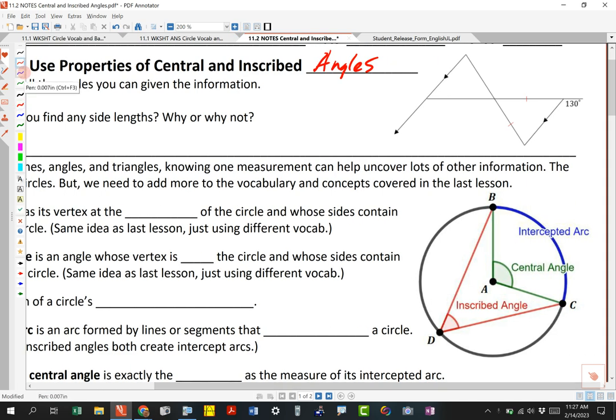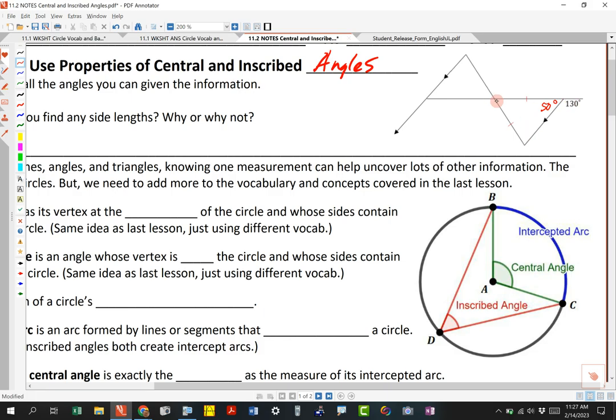So let's see. Let's think out loud here. Hey, if that's 130, that's got to be 50, because that's a straight line. Linear pair, supplementary. Somebody tell me something else. Zach. Because that one's 50, then the one across would also be 50.